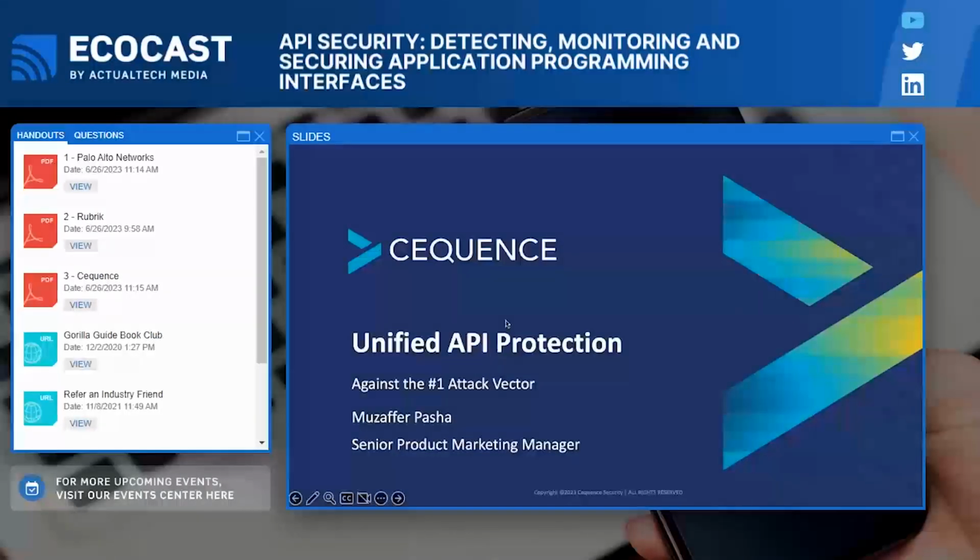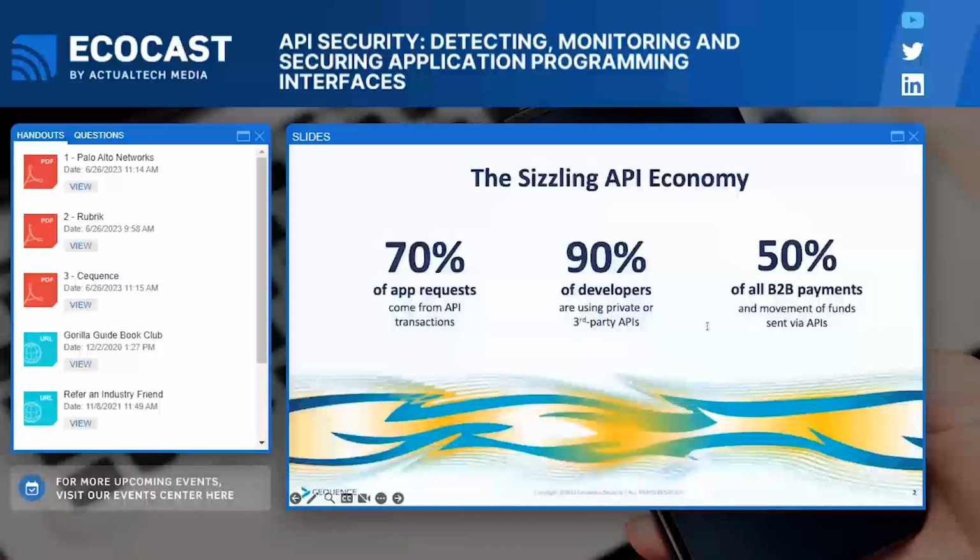So APIs are everywhere, and the numbers simply back it up. Sequence's research has revealed that out of 21.1 billion app requests made over a 6-month period, 70% of the app requests came from API transactions. That's over 14.4 billion requests.